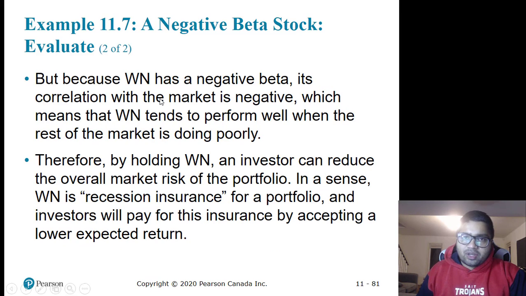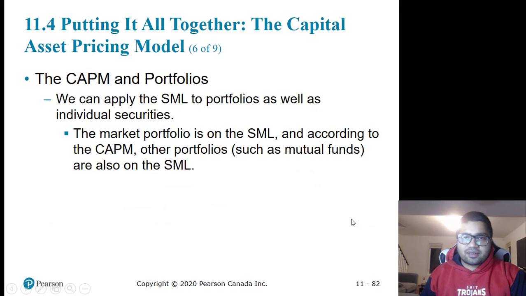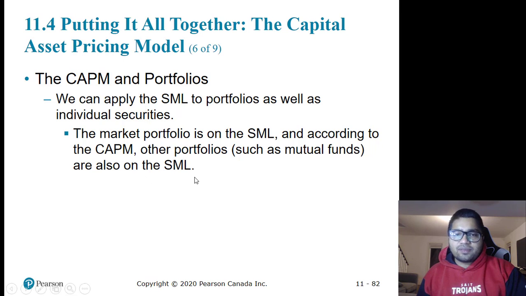Because WN has negative beta, its correlation with the market is negative, which means that WN tends to perform well when the rest of the market is doing poorly. Therefore, by holding WN, an investor can reduce the overall market risk of a portfolio. In a sense, WN is recession insurance for a portfolio, and investors will pay for this insurance by accepting lower expected returns. The CAPM model and portfolios: we can apply the SML to portfolios as well as individual securities. The market portfolio is on the SML, and according to CAPM, other portfolios are also on the SML.